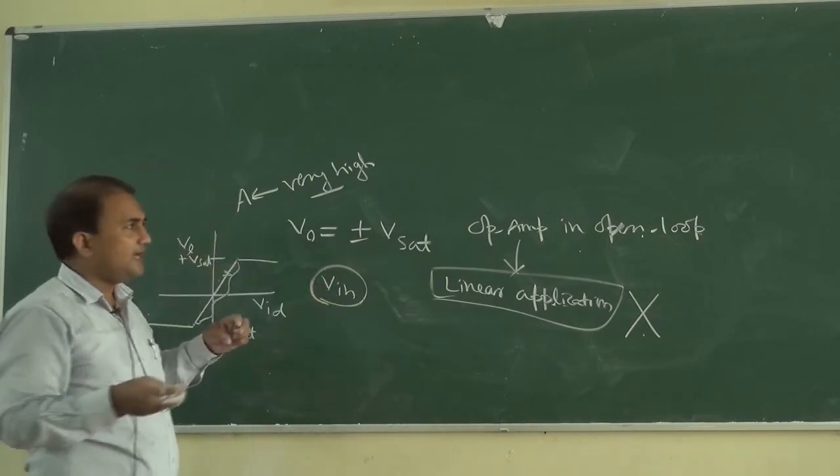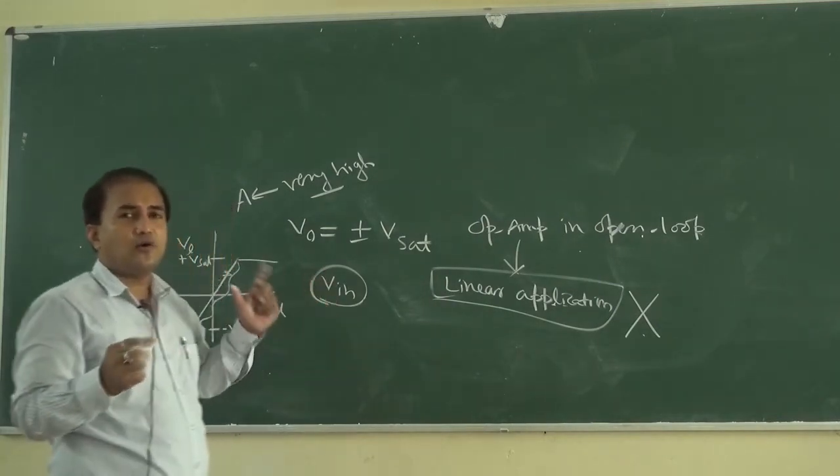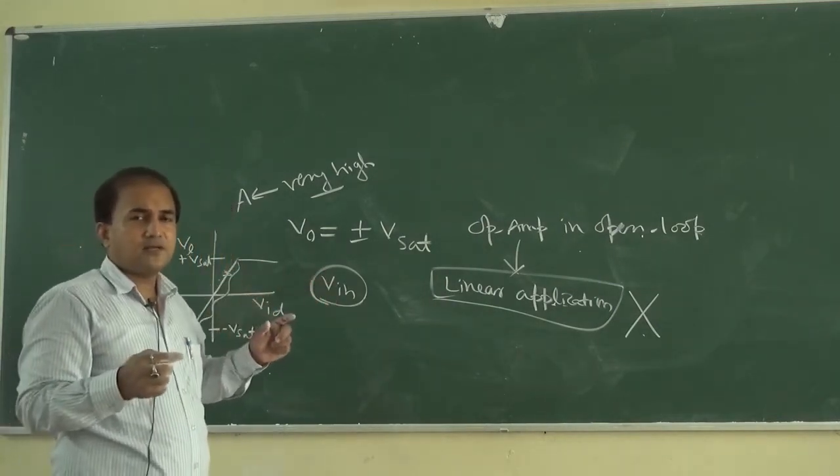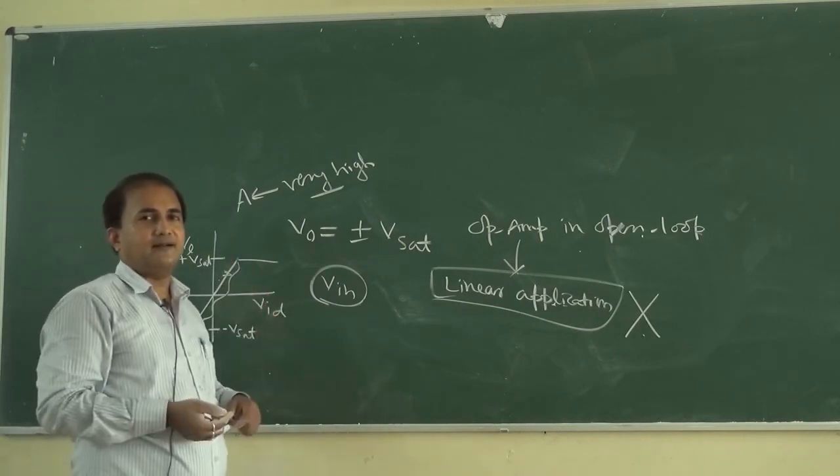So we use the operational amplifier in practical circuits in closed loop configuration. In the next class we will study about closed loop configuration of the operational amplifier. Thank you.